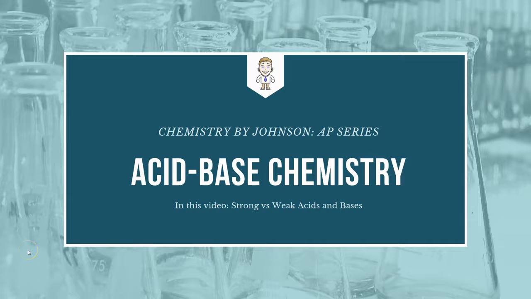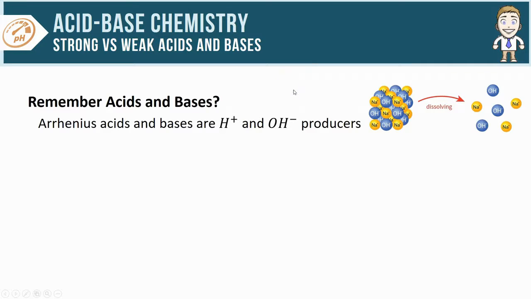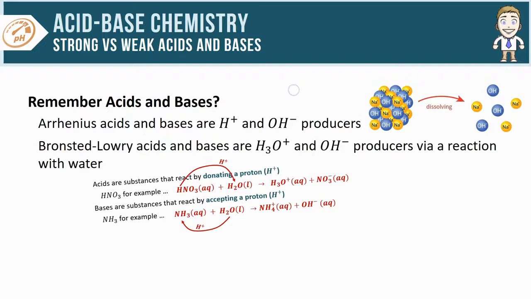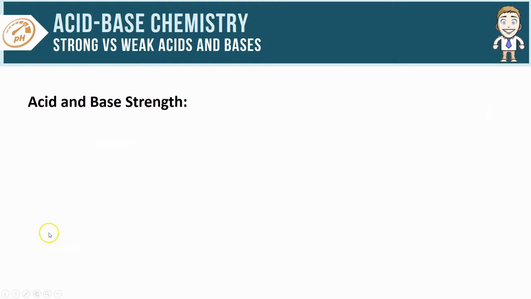Hey everybody, in this AP Chem series video, we're going to take a look at the differences between strong and weak acids and bases. First, remember that so far we've described acids and bases using the Arrhenius theory, the Bronsted-Lowry theory, and we've talked about the pH scale that measures acidity by looking at the quantity of H3O+, and all that means that it's time to move on and talk about this term, acid and base strength.